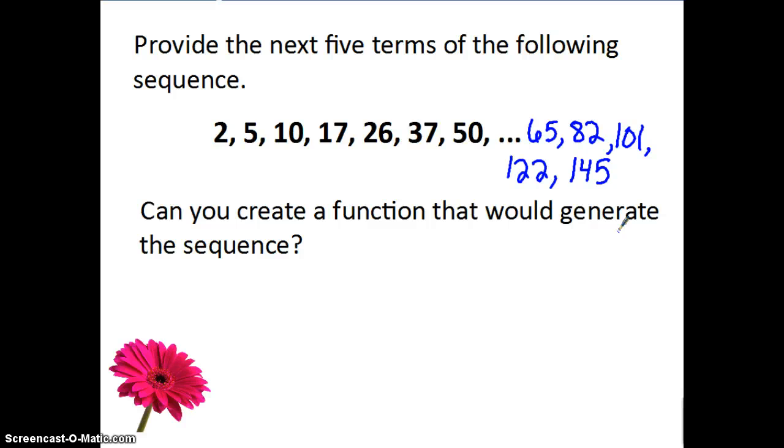Now, this question says, can you create a function that would generate this sequence? In other words, can you create a function so that for the first term I could get it by just plugging the 1 into the function. For the second term I could just plug in a 2. So we're going to let you take a look at that and see if you can create a function so that when you plug in 1 or 2 or 3 or 4 and so on into that function, you would be able to generate those numbers. So take a look at that, see what you can come up with, and we will talk about that in class tomorrow.